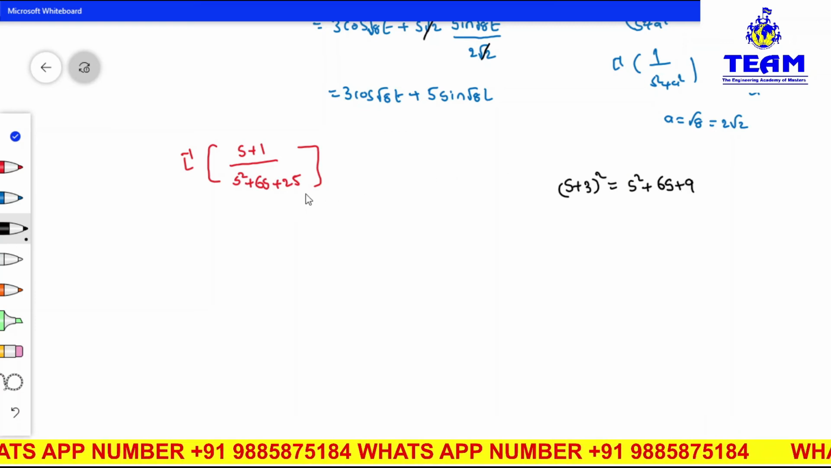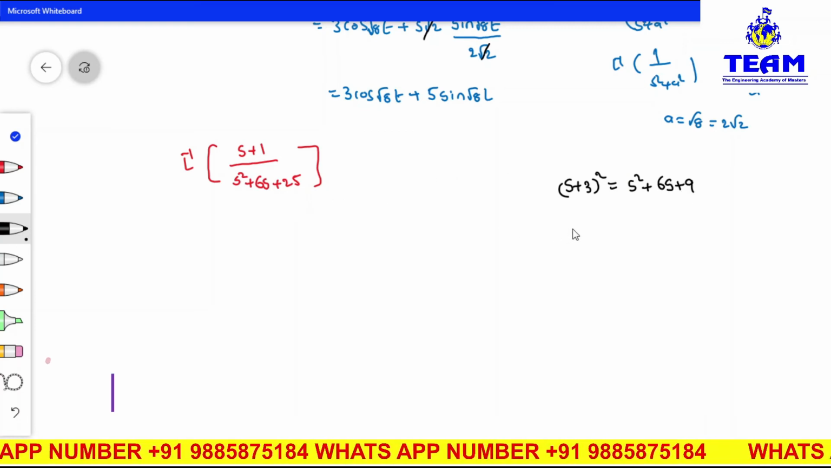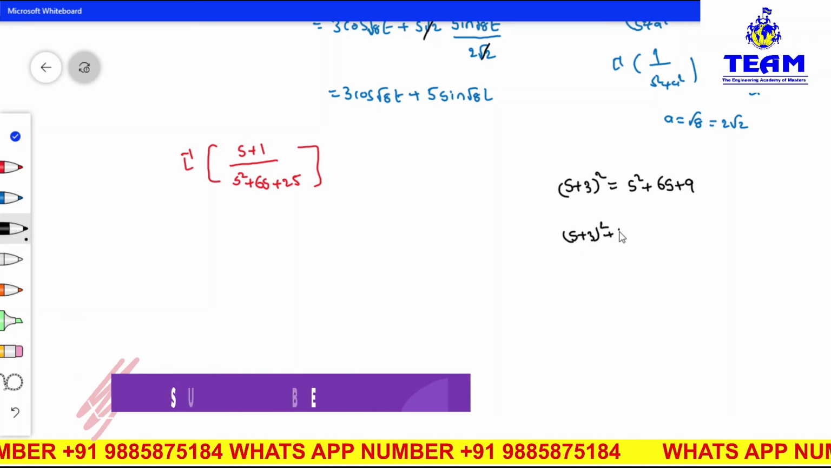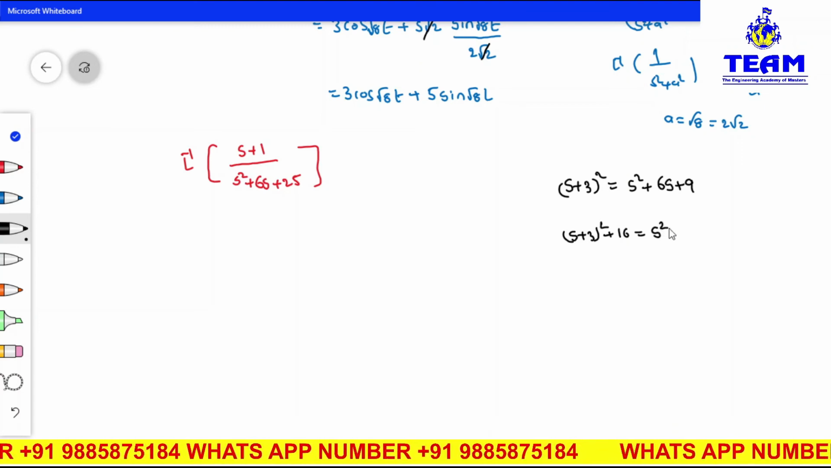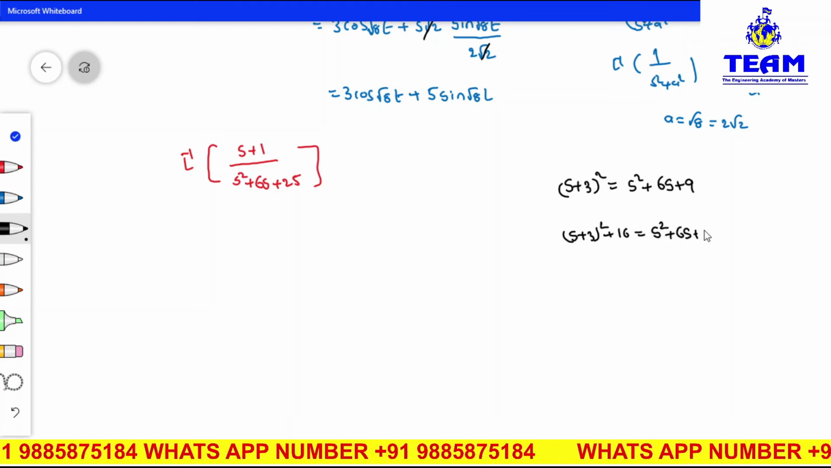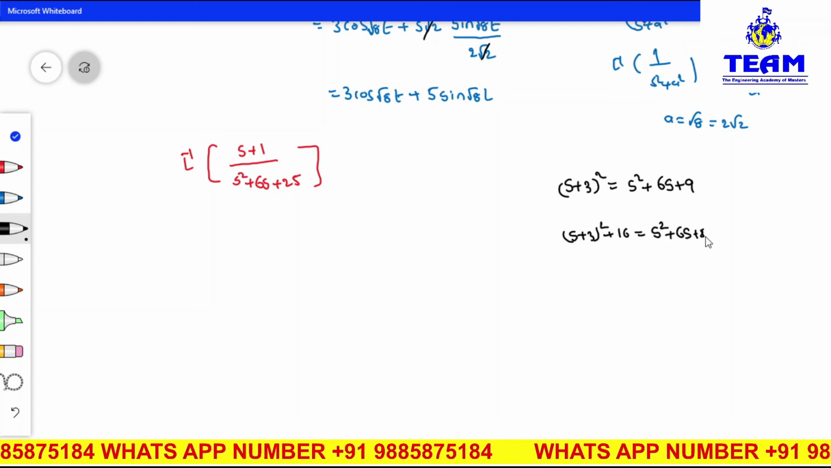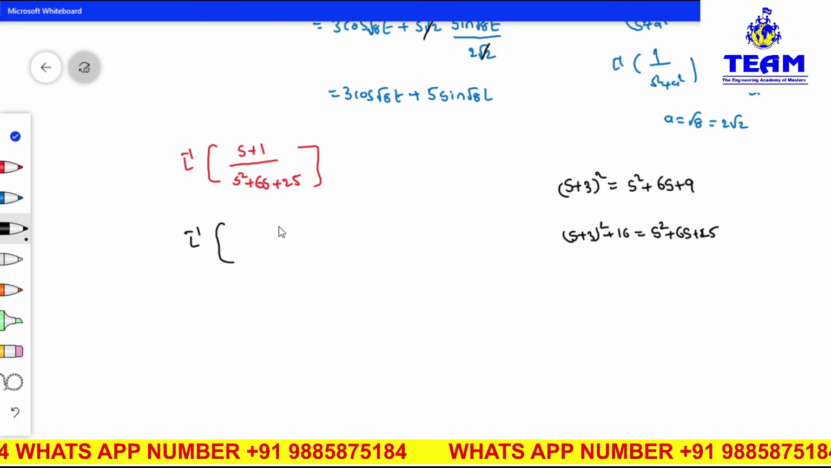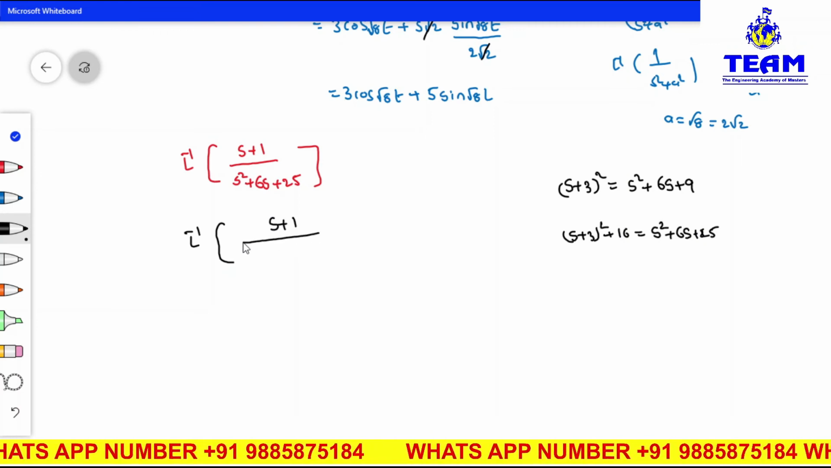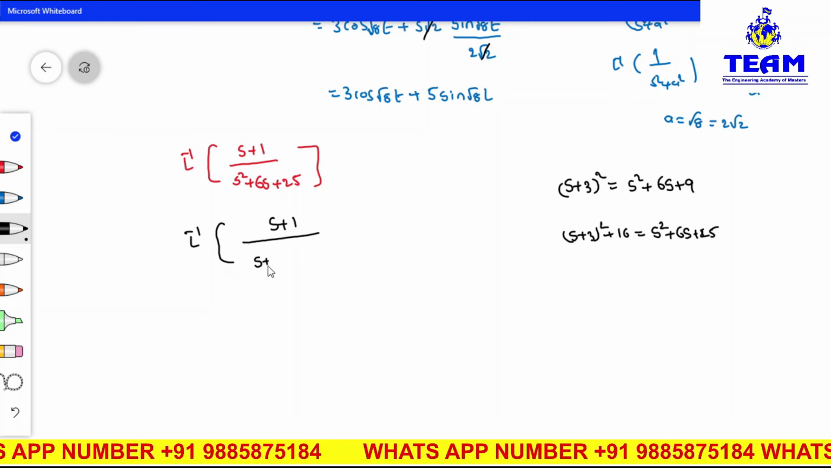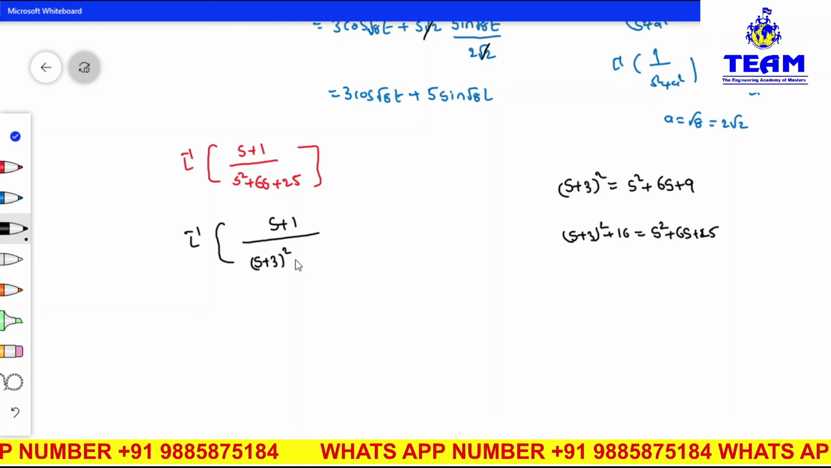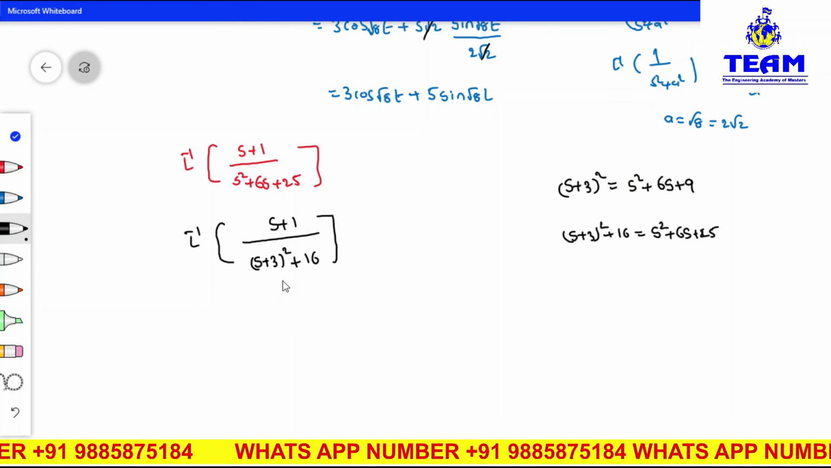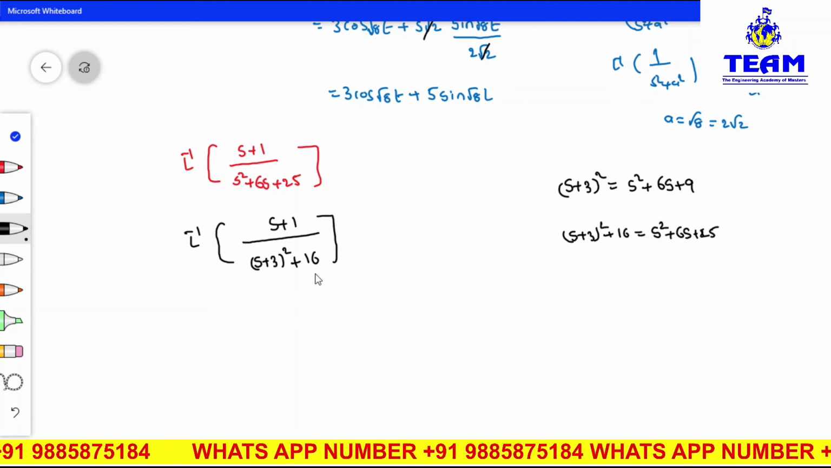But here you have 25. What to do for 25 means you have to add 16. So s plus 3 whole square plus 16 will become s square plus 6s plus 16 plus 9, which is 25. So you can write this as L inverse of s plus 1 divided by s plus 3 whole square plus 16.